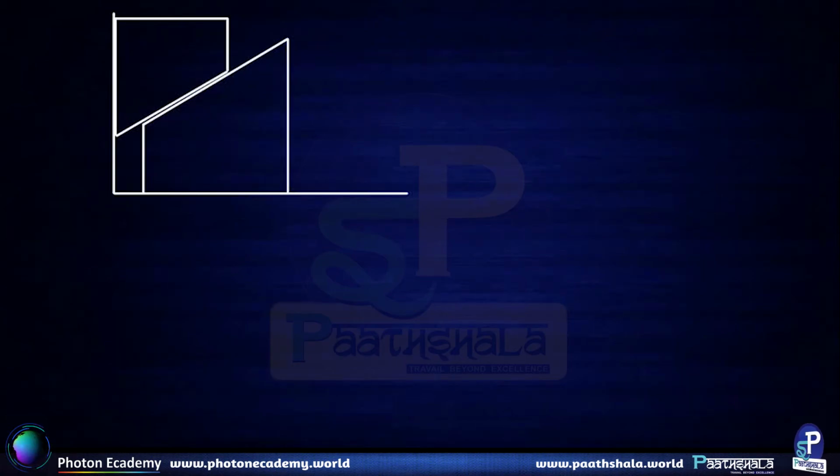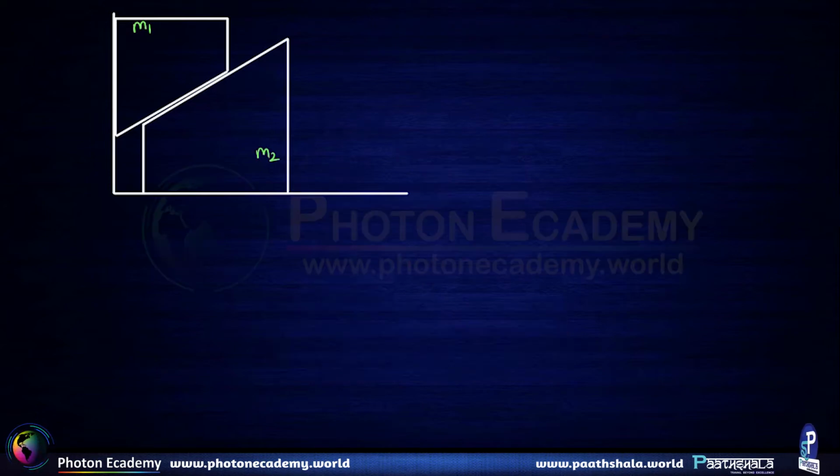Let us look at a typical type of constraint motion situation wherein, let us say, this is the block of mass m1, this is the block of mass m2. They are kept on top of each other and there is no friction force involved. So here what is exactly happening?